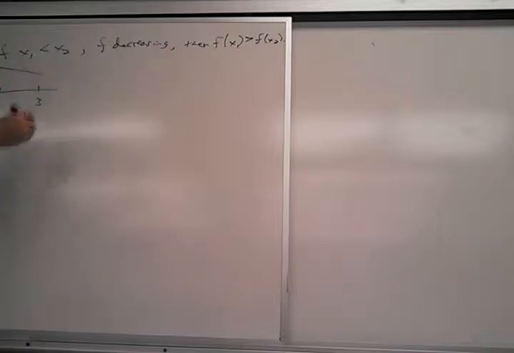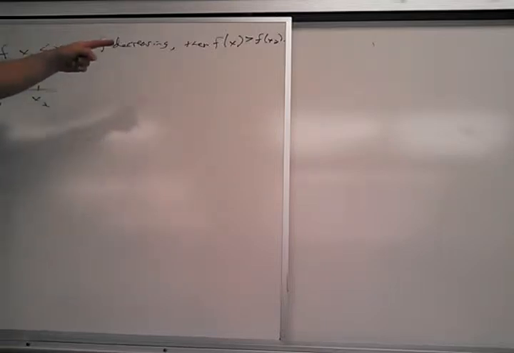So let's draw a decreasing function. The output for my x1, actually I don't even need to use 1 and 3, I can just use x1 and x2. The output for x1 has to be bigger than the output for x2. If it's decreasing, they are inversely related. So if my inputs grow, my outputs must shrink. So then it's true.